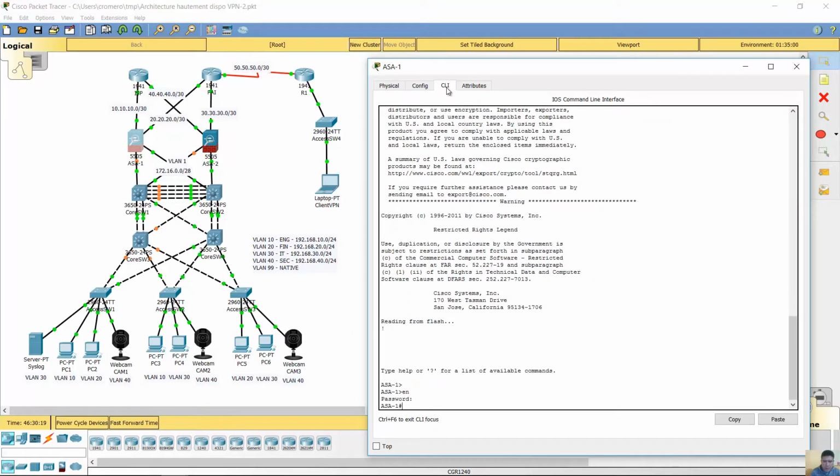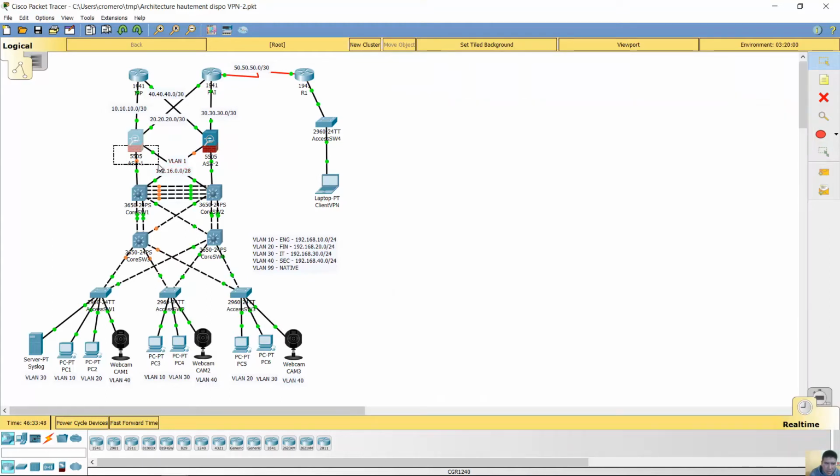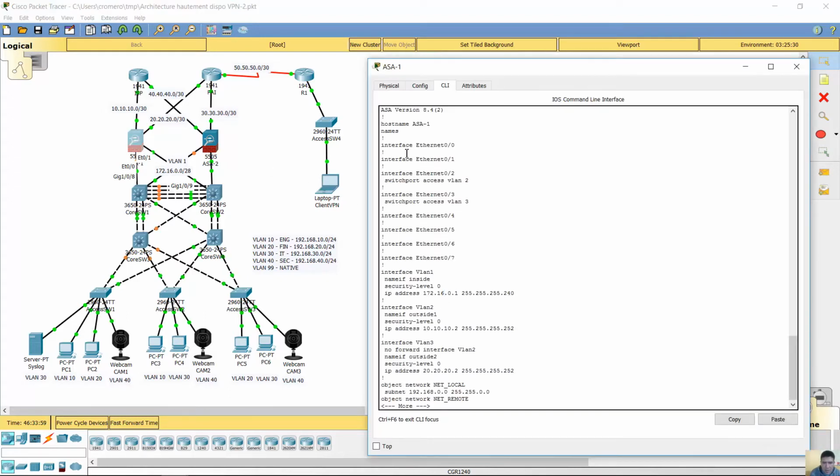Enable, enter show running config. Okay, this is on VLAN 1, IP1. Okay, on this VLAN 1, VLAN 1 is included on these two ports, Ethernet 1 and Ethernet 0. VLAN 1 is implicitly included on these two ports.